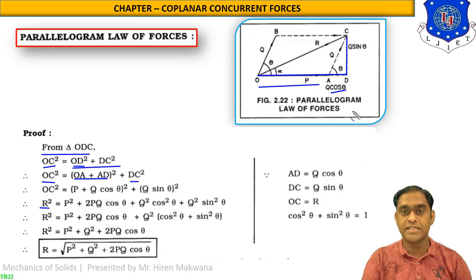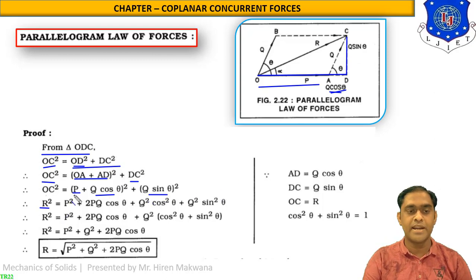OA, from the figure you can see that what is OA? It is force P. So OA will be replaced by force P. What is AD? So AD will be Q cos theta. So here it is (Q cos theta) whole square will be as it is. What is DC square? You can see from the figure that DC will be Q sin theta. So here it is (Q sin theta) whole square.